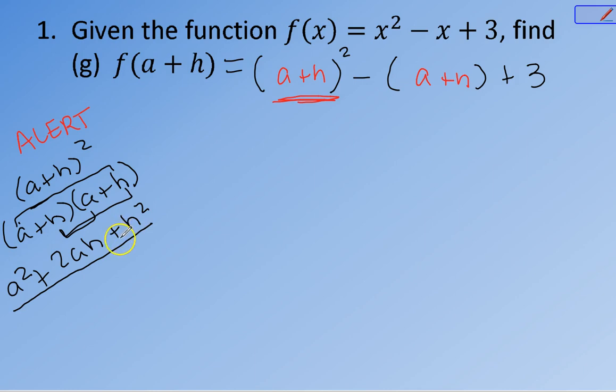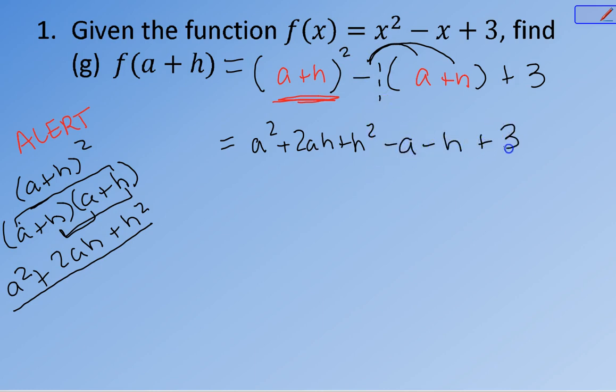Okay? Don't mess it up. Here we go. So we're going to replace this with A squared plus 2AH plus H squared. And then that takes care of the quantity squared. We're going to distribute this negative, or it's a -1, it's just an invisible one, but there it is. So that's negative A minus H plus 3.